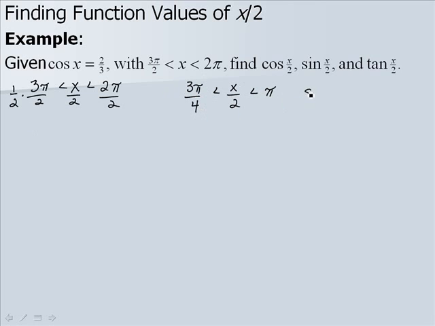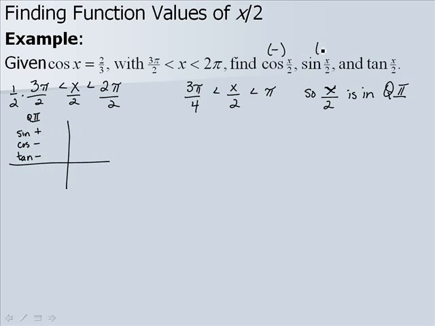So this puts x over 2 in quadrant 2. In quadrant 2, the sine is positive, the cosine is negative, and the tangent is negative. So when we're finding these, we're going to use the positive for sine and the negative for our other two. So let's look at the cosine of x over 2.